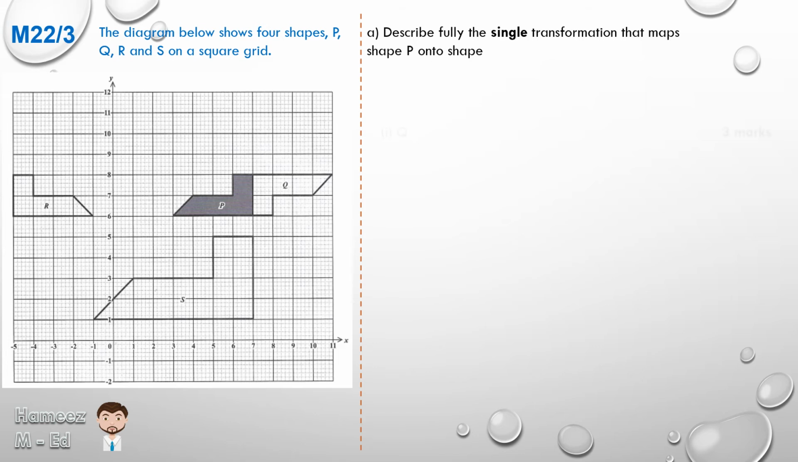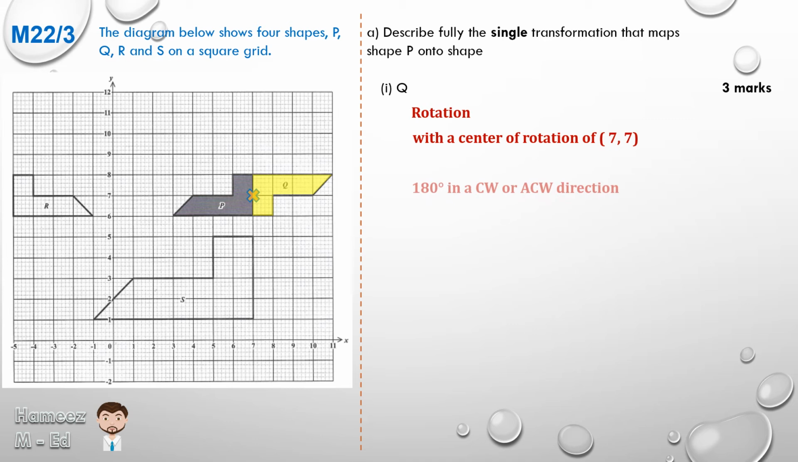Map shape P onto shape Q. So let's bring up shape P and let's see how it moves until it ends up at Q. So therefore that is clearly a rotation. And if it rotates, the center of rotation, we can bring that up with a little X on it to show that point, will be 7, 7. And how much did it turn? 180 degrees in either the clockwise or anti-clockwise direction will still give us the same result.